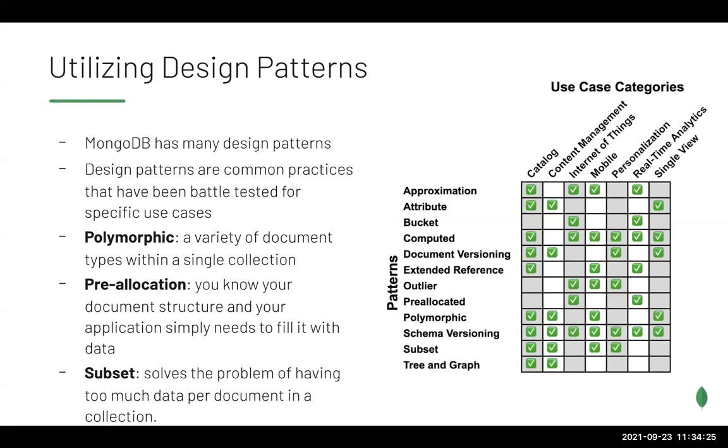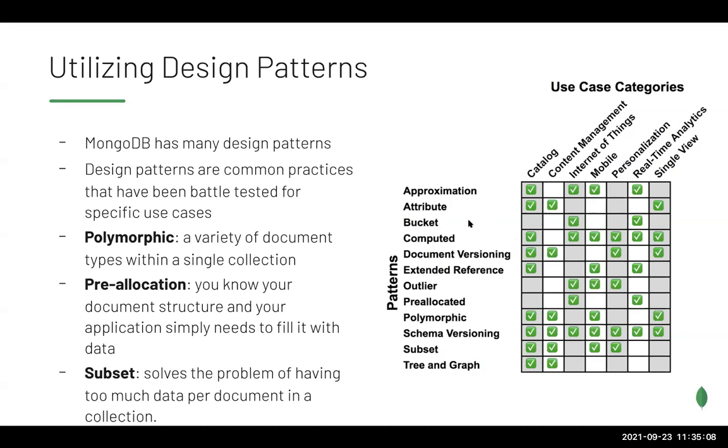There's the pre-allocation pattern that, in cases where you know what your document structure is going to look like, you can pre-fill this data in each of the documents that gets inserted, and then you simply need to add the information as it becomes available. And then finally, we have the subset pattern, which solves the problem of having too much data per document in a single collection. And that subset pattern, we showed it earlier when we were talking about the filming locations in Lord of the Rings. You might want to have the top 5 locations, and then the all filming locations property would have all of the additional. So that would be an example of the subset pattern.